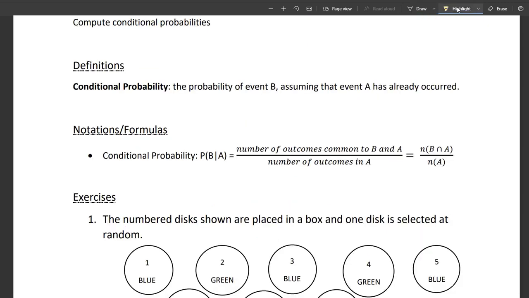We are going to compute conditional probabilities. So conditional probabilities are the probability of the event B assuming that A has already occurred. So whenever we have 2 events occurring, we are going to take into account the first event that has occurred. So if we have the probability of B given that A has occurred, we are going to take the number of outcomes common to B and A divided by the number of outcomes in A.